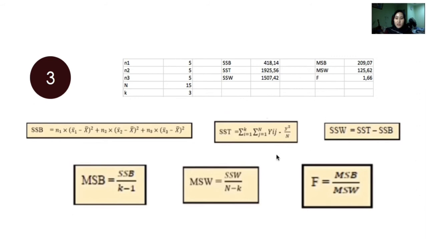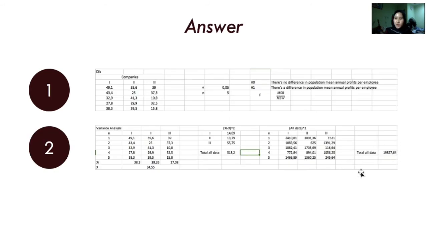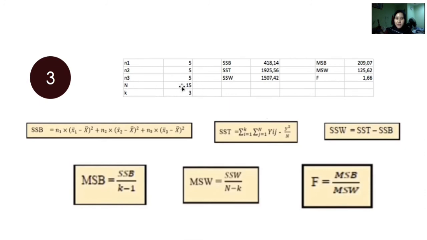After that, we calculate the SST. The result of the SST is got from this formula, which means the total of all the squared data minus the total of all the unsquared data, squared, divided by the big N, 15, like this. So we got the result like this. And then we search for the SSW. SSW is got from SST minus SSB. So we got the result SSW like this.